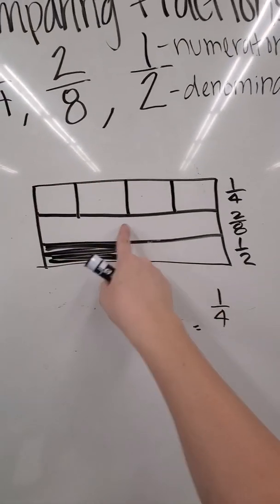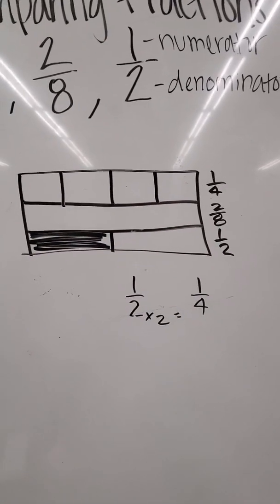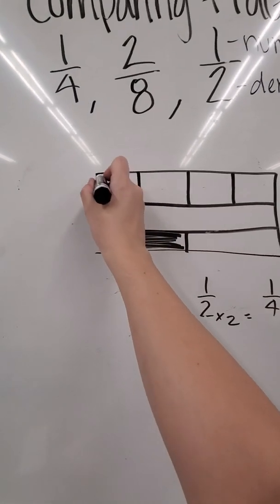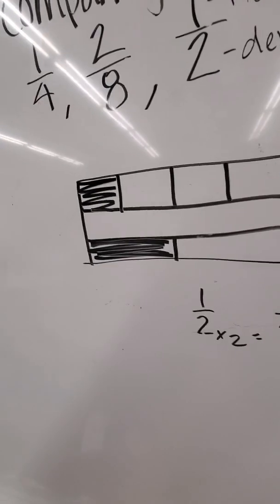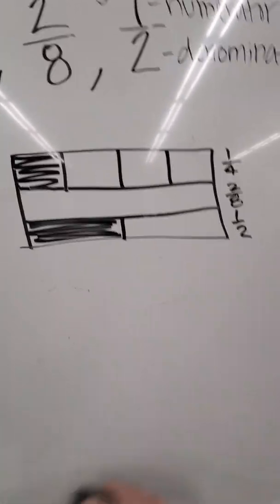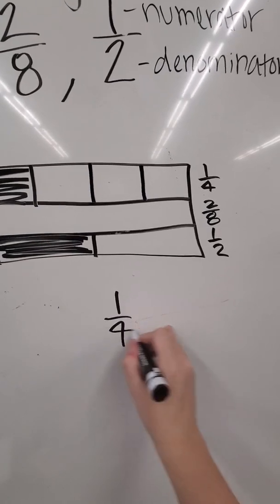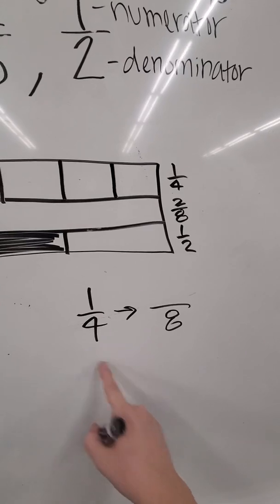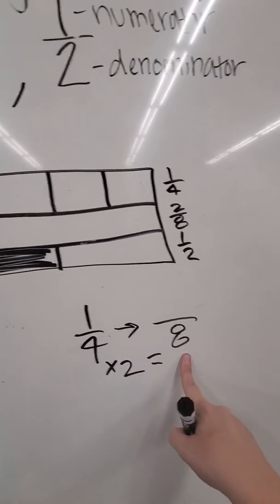So I had my half. I knew if I did 2 more that I would have fourths. So I've got now 1/4, so I'm going to shade in 1 of those, and there we go. Now I need to do my eighths, and I see if I go from fourths to eighths, if I go from 4 to 8, if I multiply it by 2, I'll end up with 8.